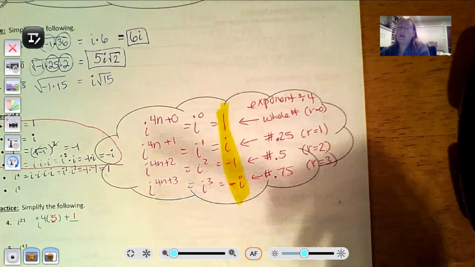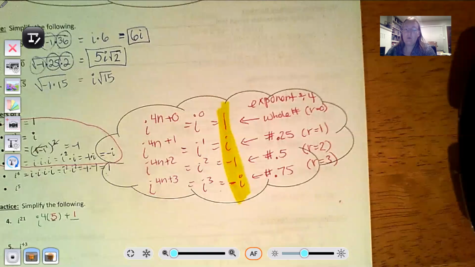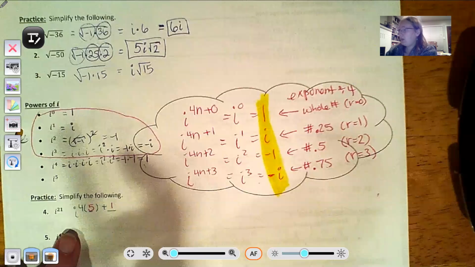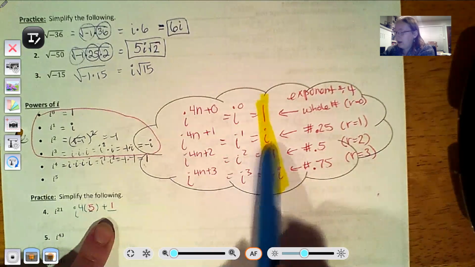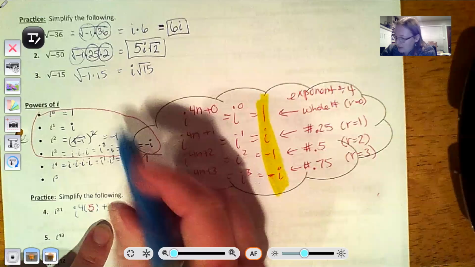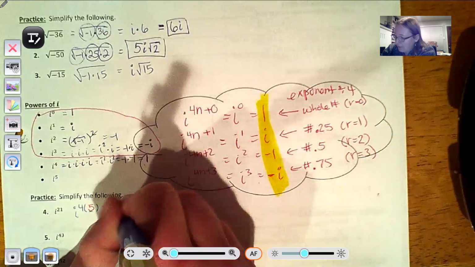So again, it's that whole cycle. So when I did it this way, and oh, it's 4 times something plus 1, I would end up being able to say, well, this is the same as i to the first, which is i.